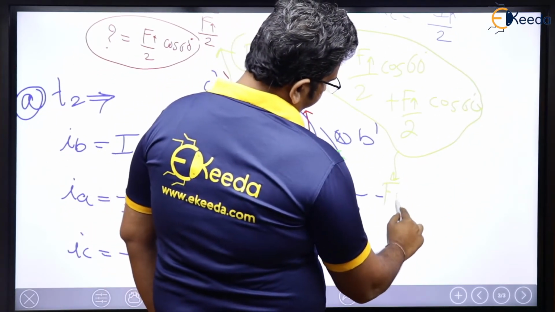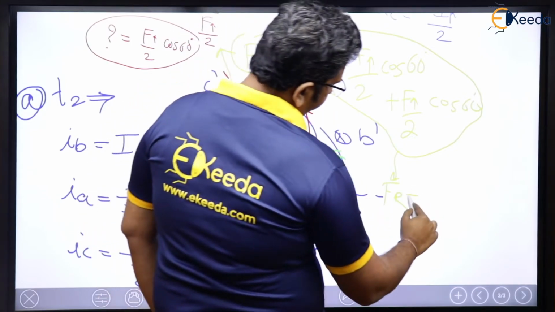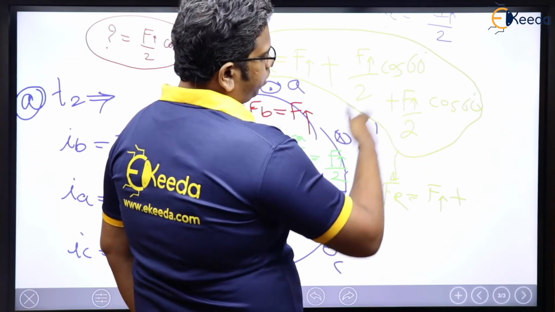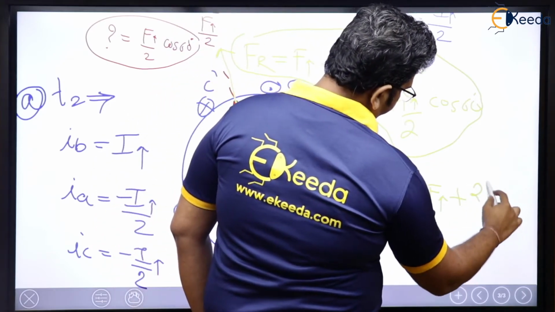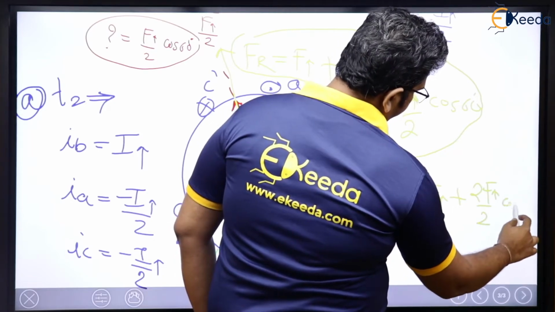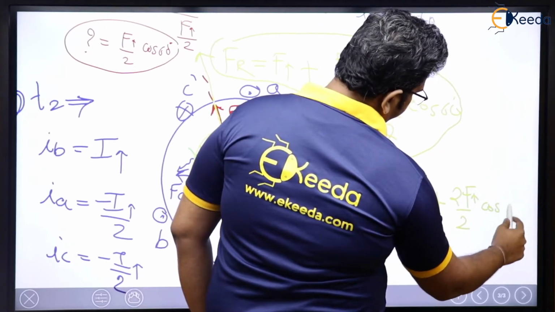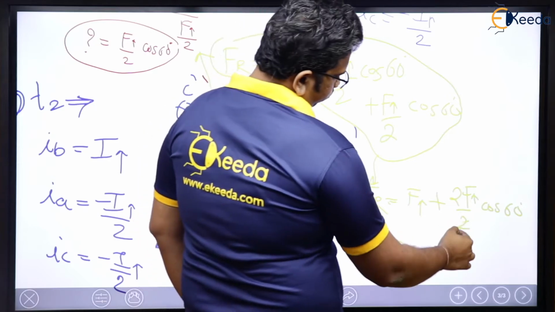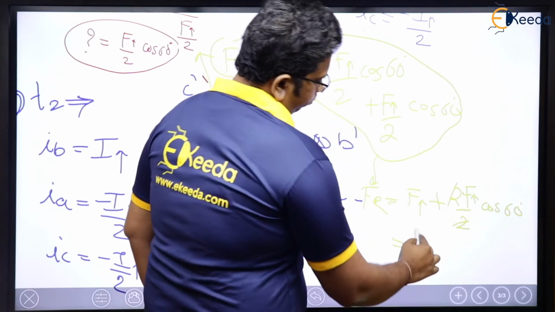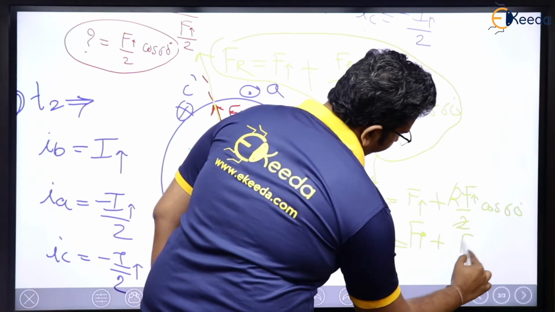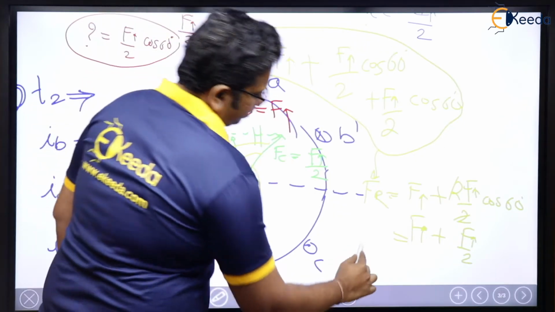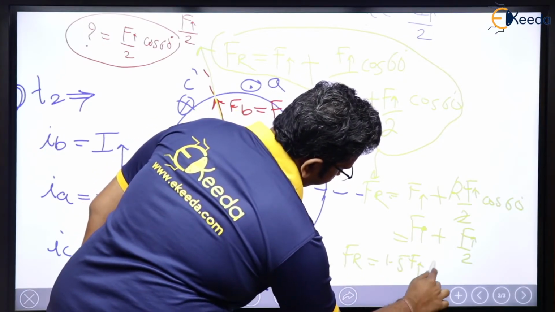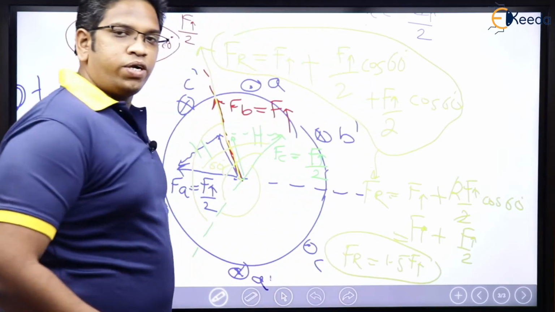What is FR? FR is going to be F maximum plus F maximum by 2 cos theta plus F maximum by 2 cos theta, which is nothing but 2 times F maximum by 2 cos 60 degrees, right? Which is equal to what? Half. 2 gets cancelled. Cos 60 is half. So this is going to be F maximum plus F maximum by 2. So this FR will be equal to what? 1.5 times F maximum. So in case of T2 also we got the same.